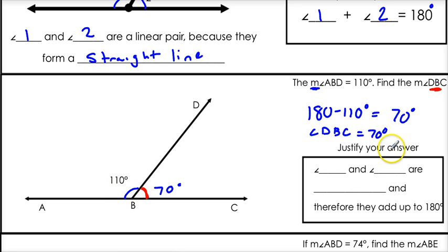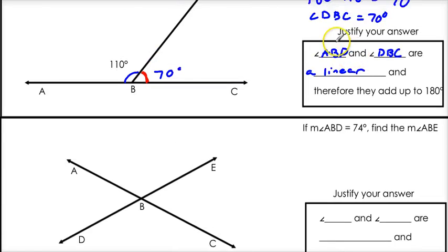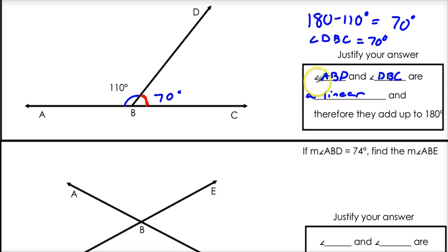Now to justify our answer, this is what we're going to say. We know that angle ABD, which is our angle right here, and angle DBC, which is our angle right here, are a linear pair. And linear pairs always add up to 180 degrees. So that is what you should say when you want to justify your answer. Since they are a linear pair, you know they're going to add up to 180. You can use this template. Just always say this if you know it's a linear pair: the two angles are a linear pair, so they add up to 180.